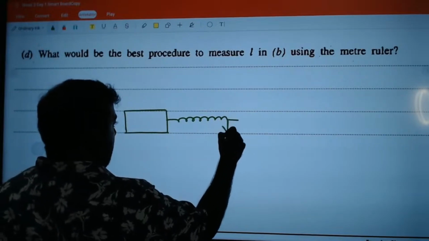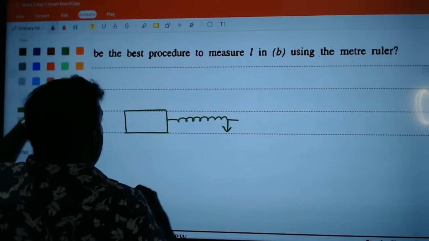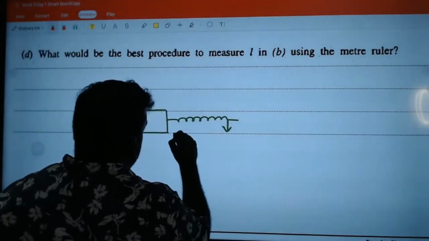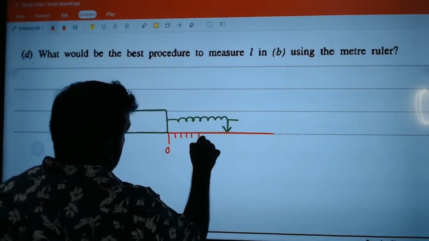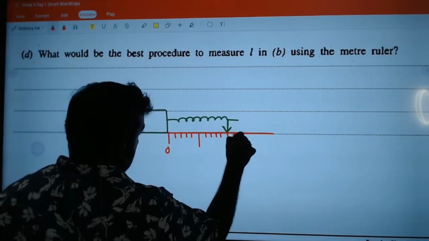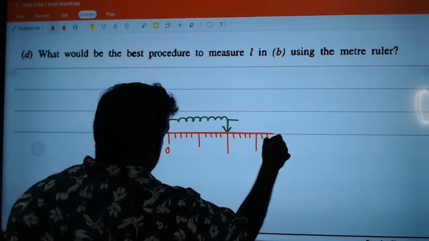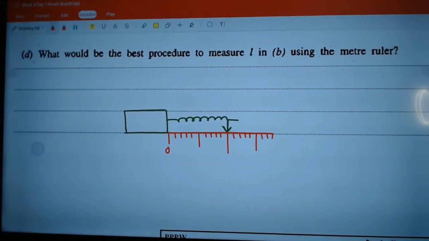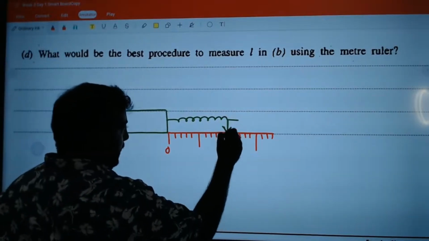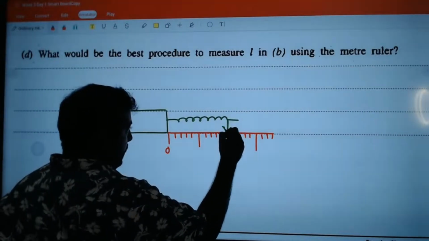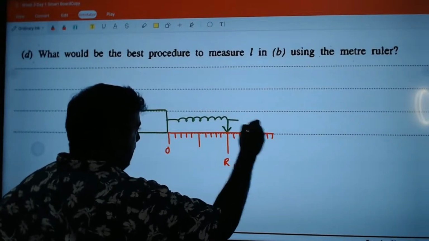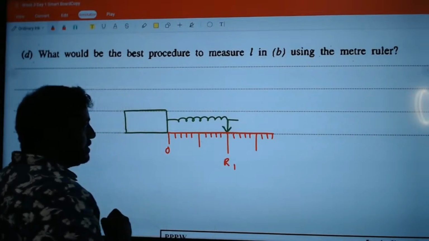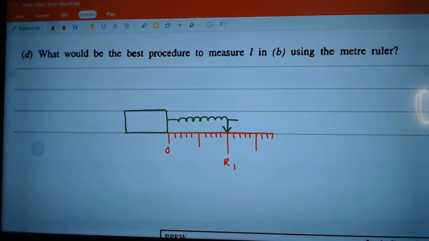You can put an indicator pin here. And here you can mark a linear scale. You can put a linear scale at the bottom. And here, no force applied, it's connected to a reading. And when you extend it, a different reading. Difference in the readings will give you what? Extension. Difference in the readings will give you extension. Okay?